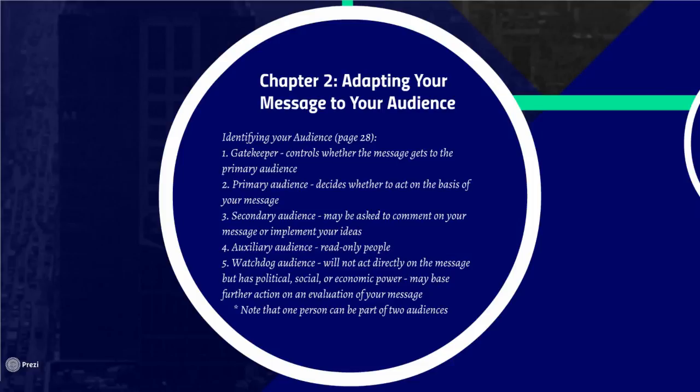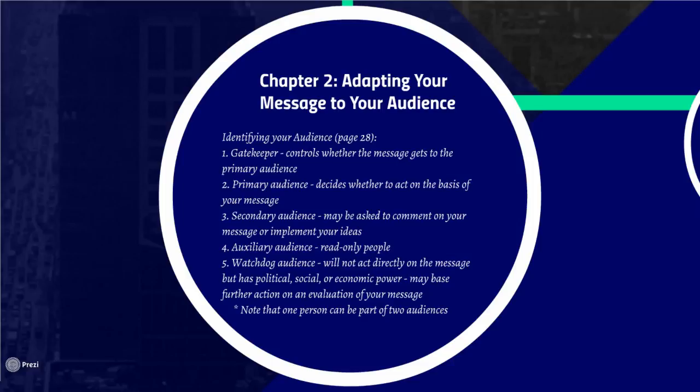The gatekeeper, who controls whether the message actually gets to the primary audience. This could be somebody like a secretary, or somebody in the mailroom, or even a boss who's not sure whether he's going to show his employees a particular message. Then the primary audience, though, that's the audience you're actually typically writing for often, and this is the audience that you want to act on the basis of your message.